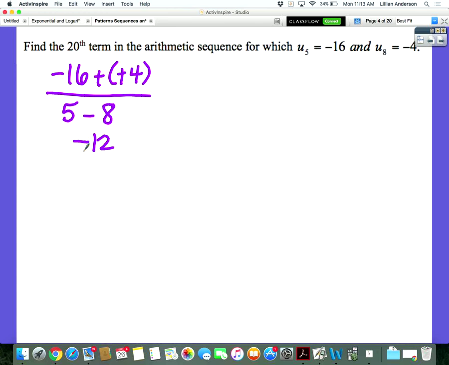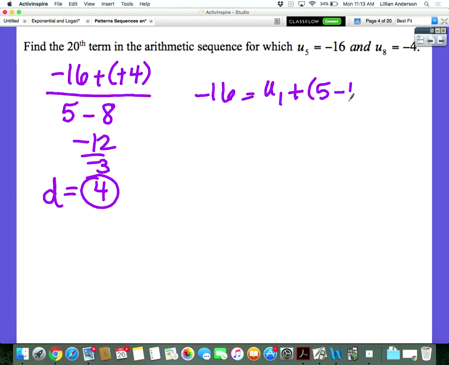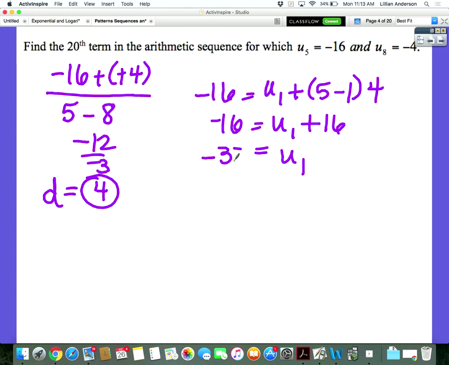Okay, that's how you get negative 12 over negative 3. Your common difference is 4. Okay, you can do that. And then you can use one of your terms to find your first term. Negative 16 equals U sub 1 plus 16, and your first term was negative 32. Okay? Is this coming back to you guys?